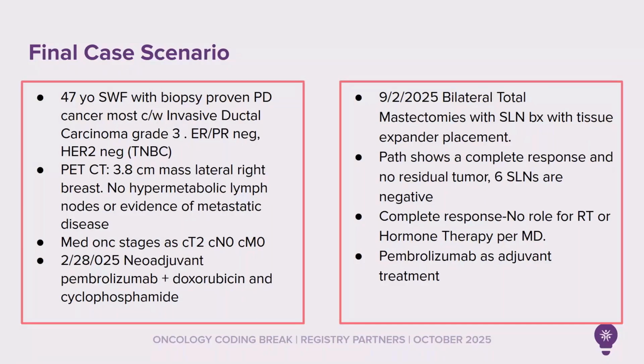Bilateral total mastectomies with a sentinel lymph node biopsy are performed as planned on 9/2/2025, showing a complete response and no residual tumor. 6 sentinel lymph nodes were negative. There's no role for radiation or hormone therapy per the MD, and the patient restarts the pembro as adjuvant treatment.